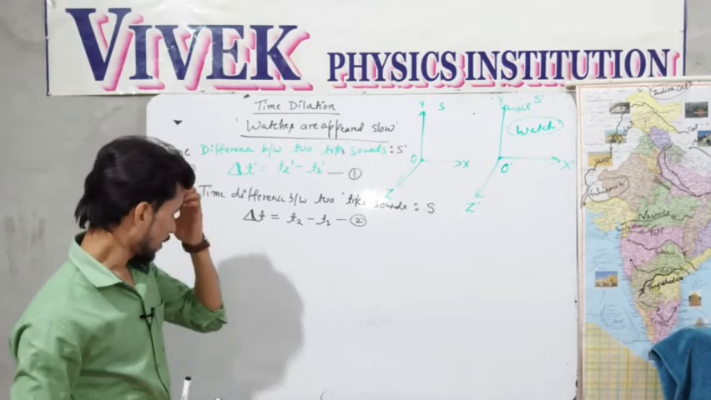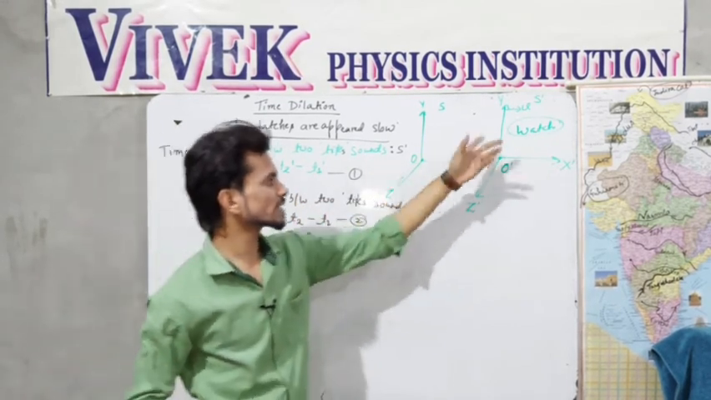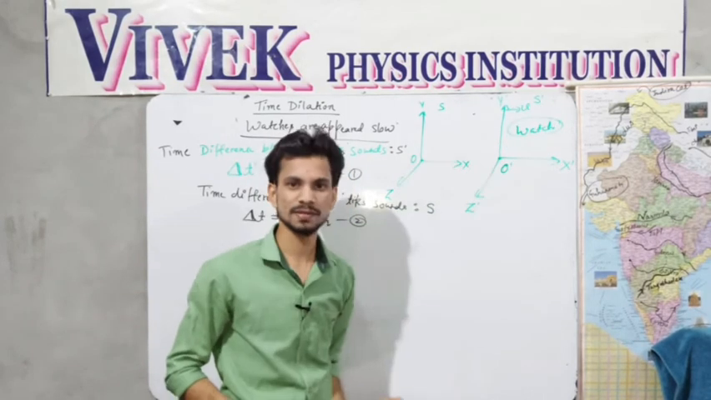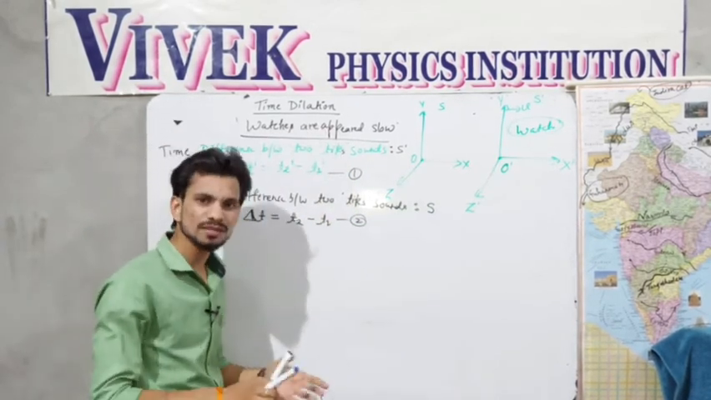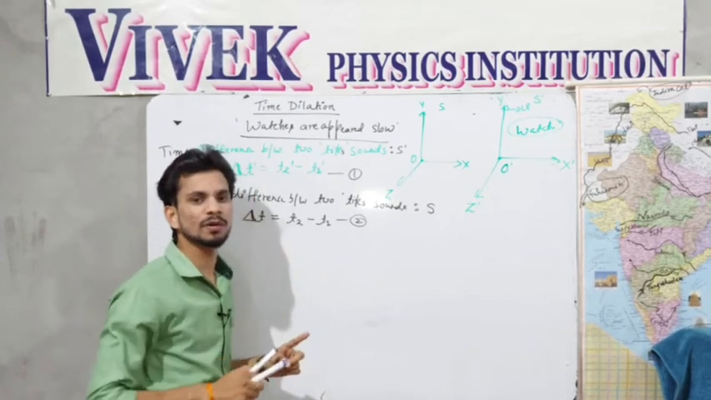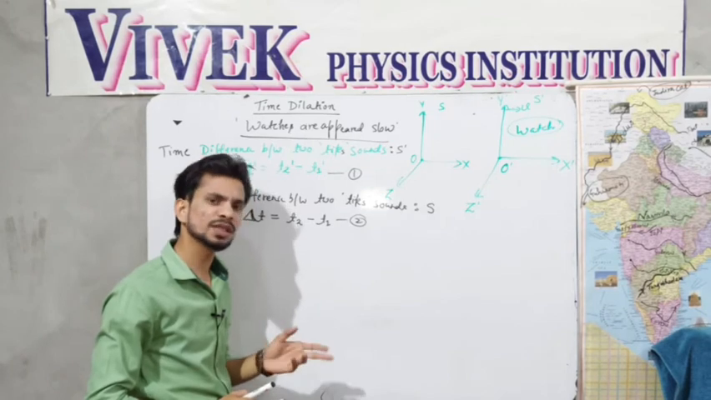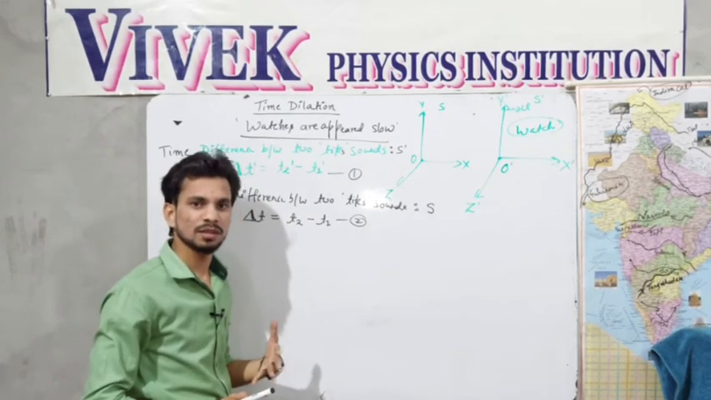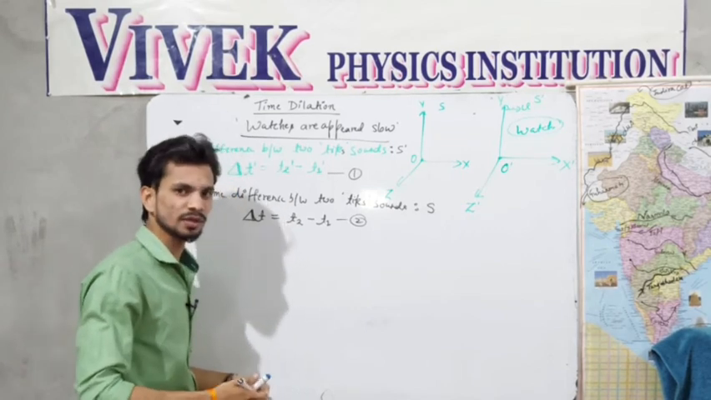Now, in order to relate both the equations, or the time differences between frame of reference S dash and S, we will use the Lorentz transformation, but we will not use the simple Lorentz transformation here. We will use the inverse Lorentz transformation because time cannot be negative. Let me make you understand how.